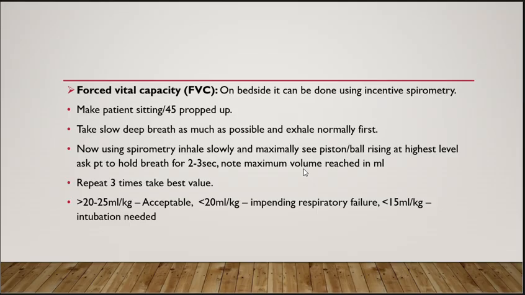On spirometry, it is usually marked like 600, 900, 1200. If he is able to hold the piston at 600 for 3 seconds, it is like 600 into 3, around 1800. That is his vital capacity which he is able to hold. So repeat it 3 times and take the best value. Assuming 600 into 3, for a patient of around 60 kgs, his capacity is around 30.